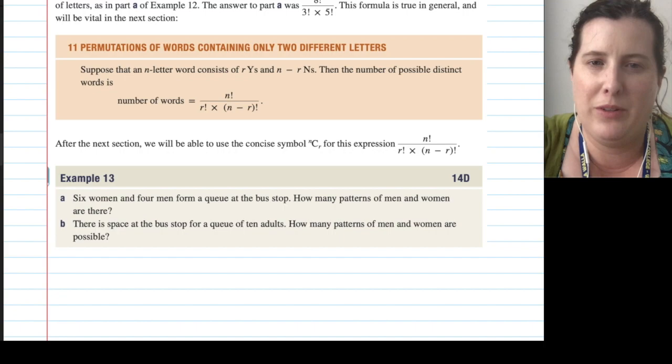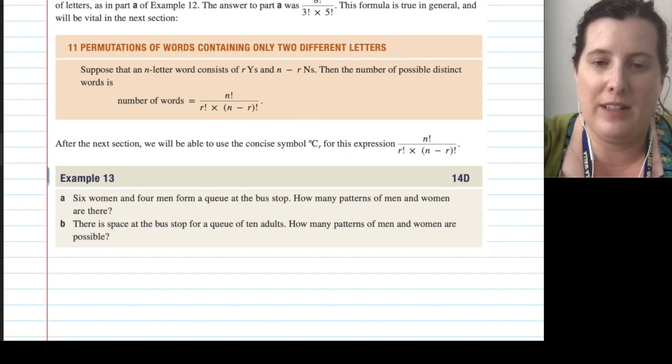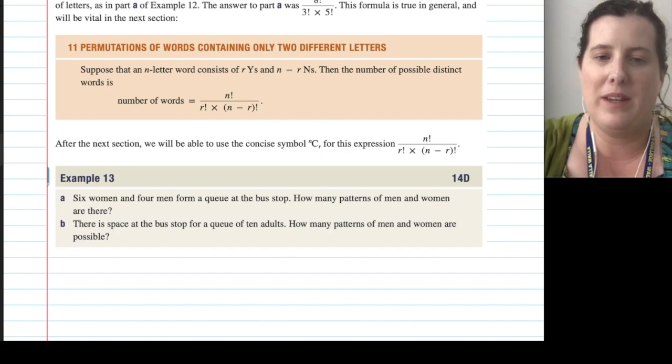Back when we were doing this, why do we care about words only 2 letters? I don't. Okay, let's have a look at the next example. I don't know how this is different from what we've been doing. Because we can.